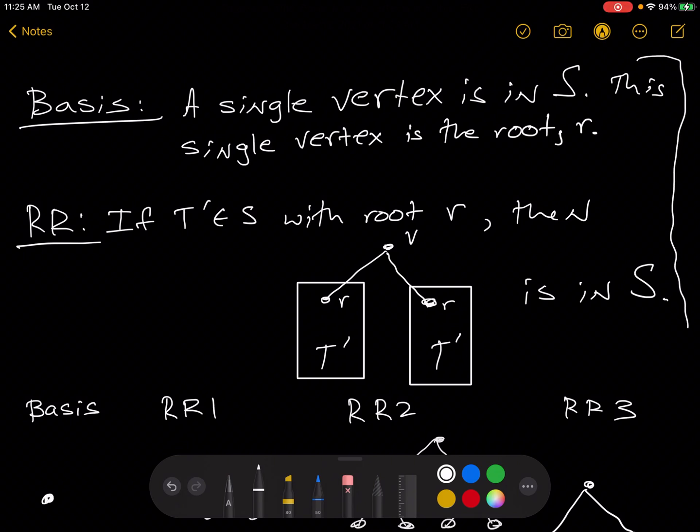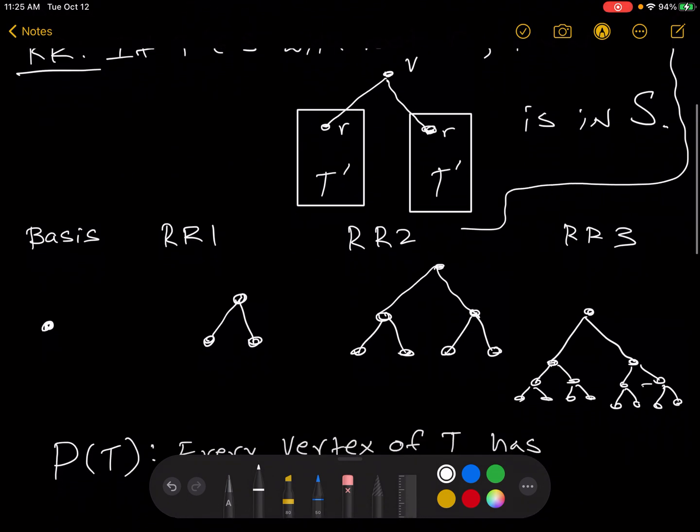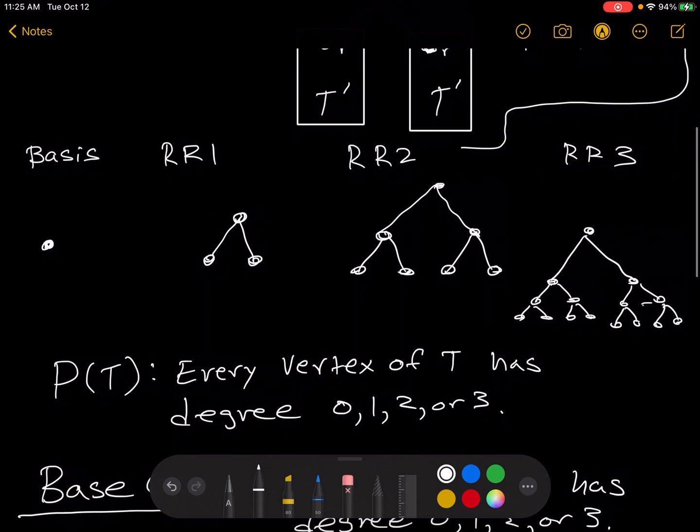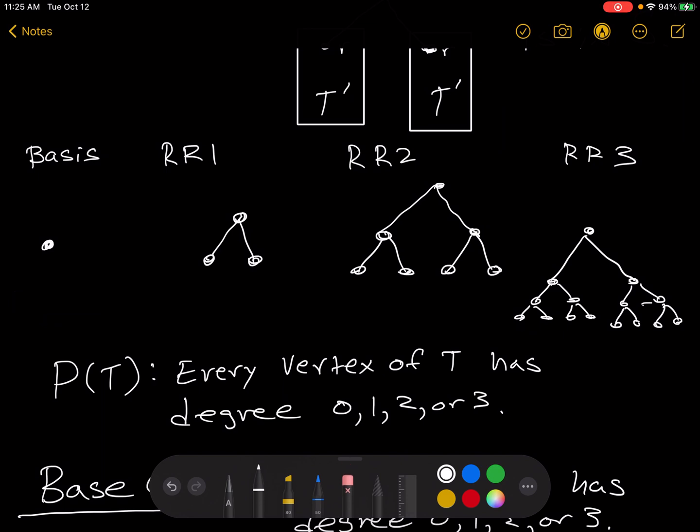This recursively defined set S is a set of trees, and the first three iterations of that set of trees is given right here. What you might notice for these first three iterations of the recursive rule and the basis step is that every vertex has degree 0, 1, 2, or 3.